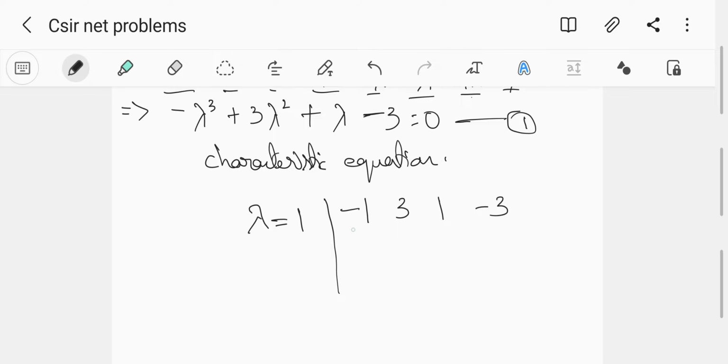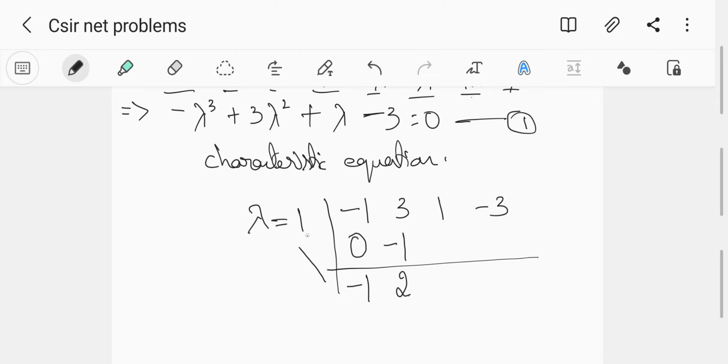So let me bring down this equation to a quadratic equation so that I get the other two eigenvalues of lambda. Therefore I'll be using the synthetic division method. So when lambda is equal to 1, how do we do that? First we will be writing the 0 element here. Then minus 1 plus 0 is minus 1. Now 1 into minus 1, that is minus 1, write it here. Now 3 minus 1 is 2, write it here.